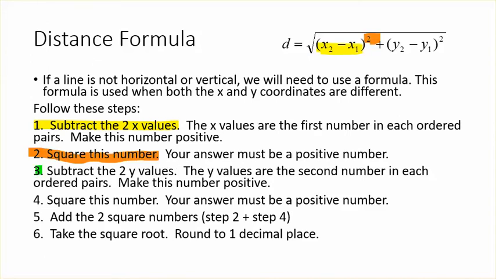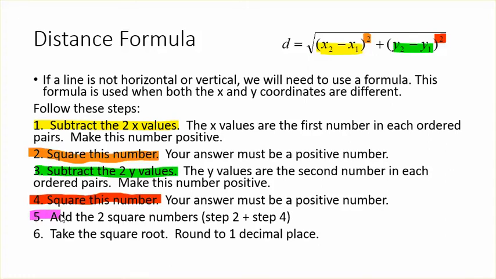Okay, step 3. Subtract the two y values. The y value is the second number in each ordered pair. And again, we're going to write this down as a positive number. In the formula, that's right up here, y2 minus y1. Step 4, we're going to square this number, squaring the answer from number 3. So we subtracted the y's, and up there I'm squaring it. Again, make sure your answer is positive.